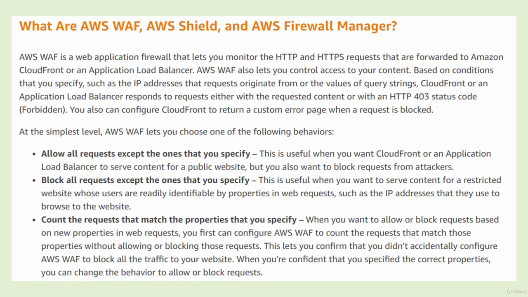It is a web application firewall at the application layer that lets you monitor different HTTP and HTTPS requests that are forwarded to Amazon CloudFront or application load balancers. WAF also lets you control access to your content based on the conditions that you specify, such as the IP address that requests originate from or query strings at CloudFront or load balancers. You could send content via 403 HTTP status code, which means forbidden. You could configure CloudFront to return a custom error page when it is blocked.